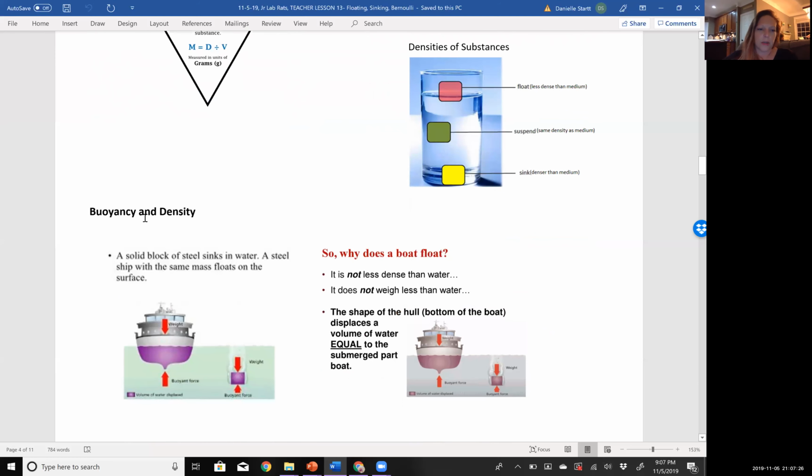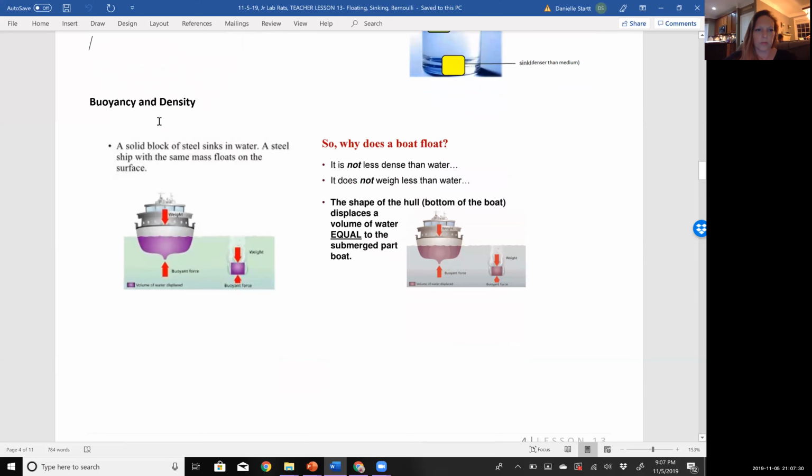So we have buoyancy and density. Looking at these two little ships, it says a block of steel sinks in water. A steel ship with the same mass floats on the surface. So why does a boat float? It's not less dense than the water. It does not weigh less than the water.